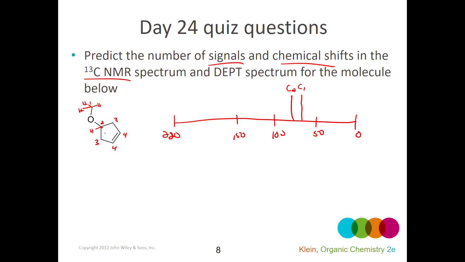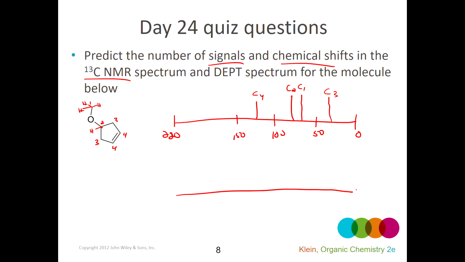Carbon 3 is one more atom away from the oxygen, and it's still sp3. So if it's not directly bonded to a highly electronegative atom, I expect it to be between 0 and 50. And then carbon 4 is sp2 hybridized, so I expect that to be between 100 and 150. So this would be roughly the expected carbon 13 NMR.